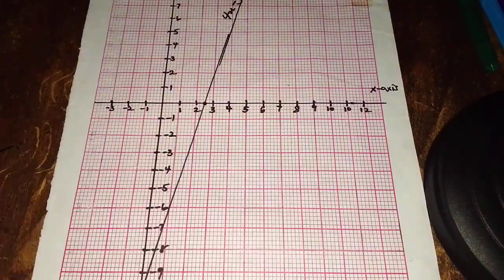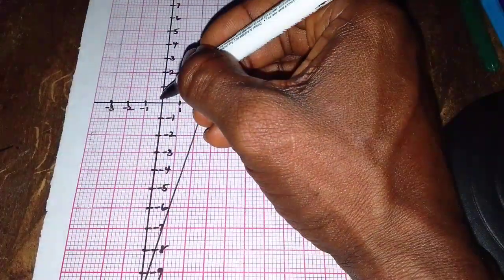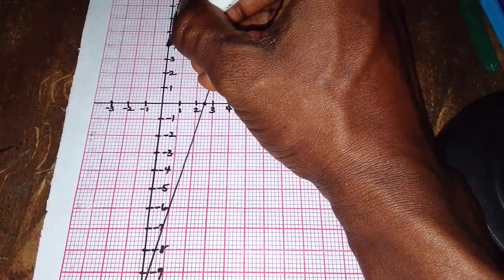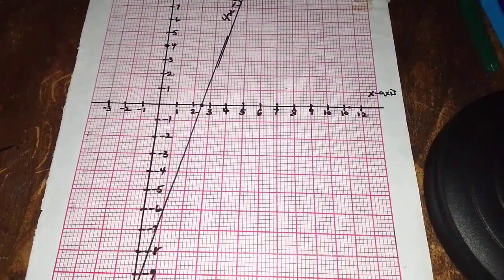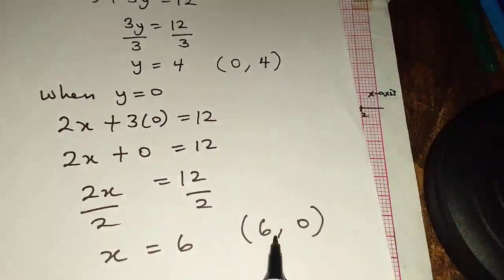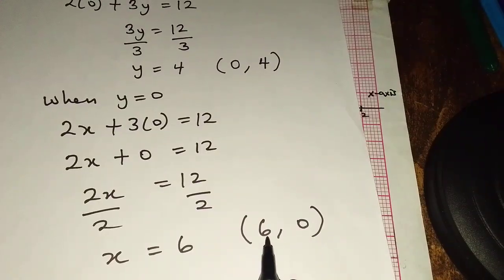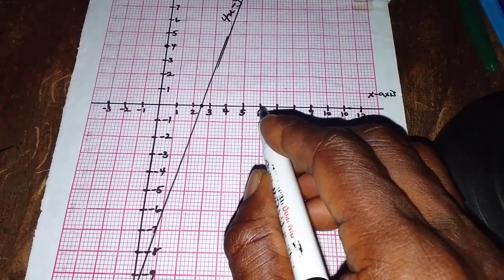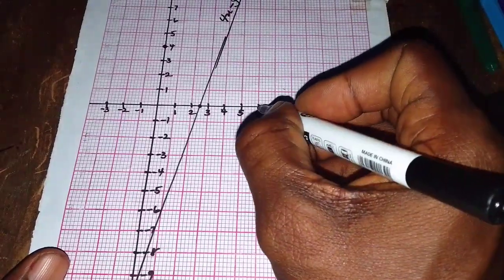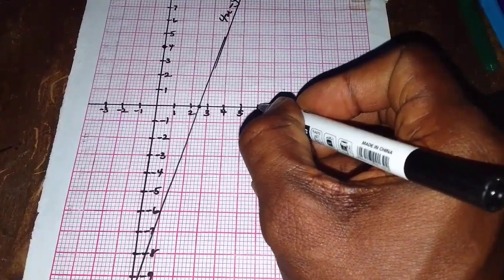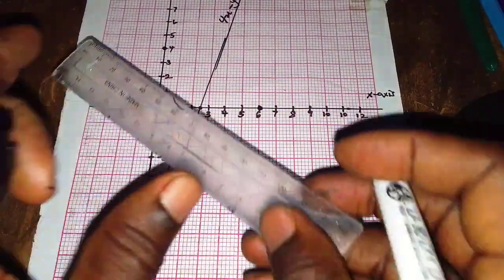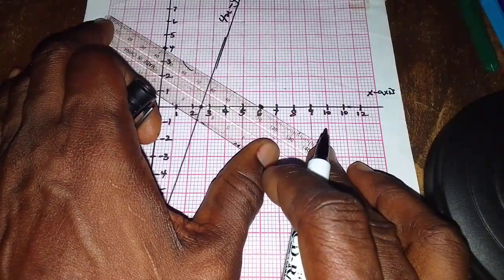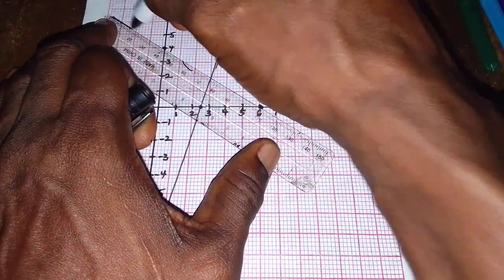When x is 0, y is plus 4. So you plot it. When x is 0, y is plus 4. And when y is 0, x is 6. So you plot it. You join it together with a straight line because it involves the equality sign.